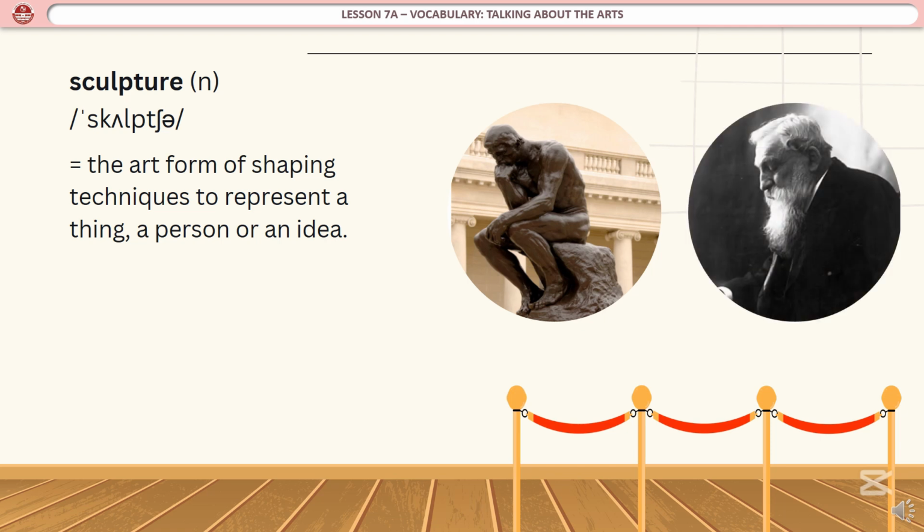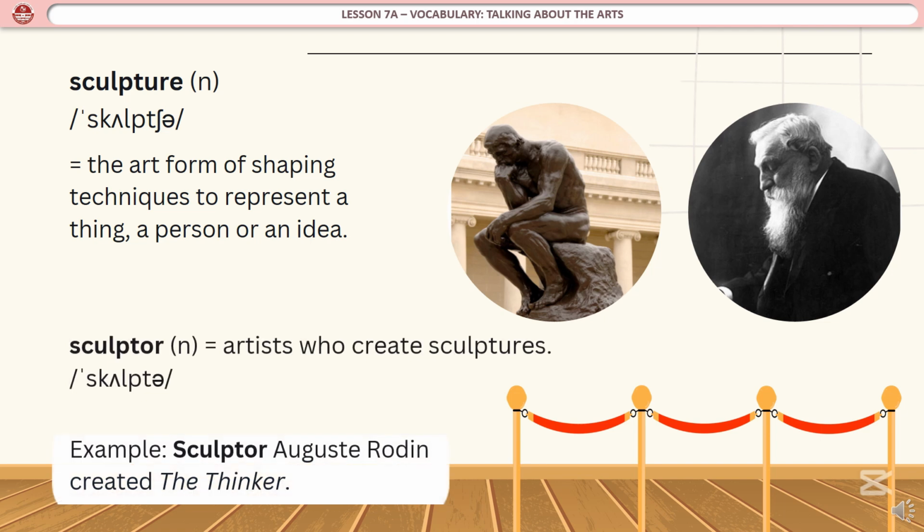Look at this man. He is Auguste Rodin, who created the sculpture. So what do we call a person who creates sculpture? Exactly, it's sculptor. Again, sculptor. Sculptor is an artist who creates sculptures. Example, sculptor Auguste Rodin created The Thinker.